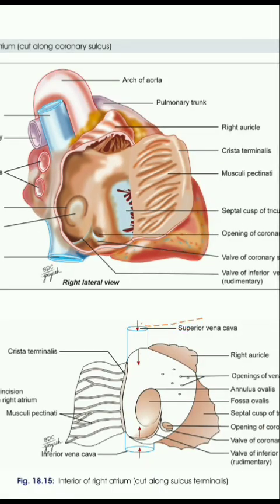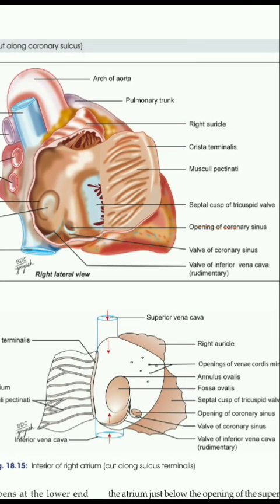If we see from behind, that is our coronary sinus, and that is our inferior vena cava. That is the bulb of the inferior vena cava.